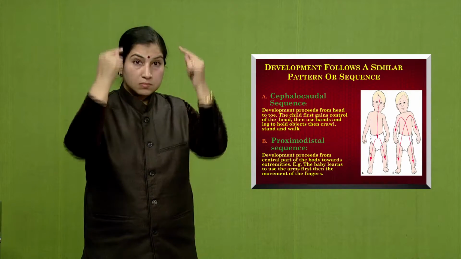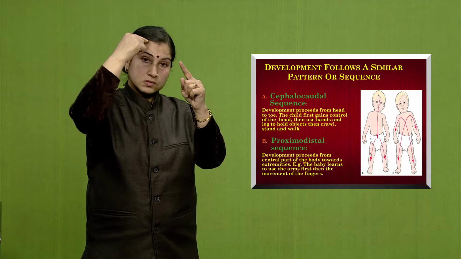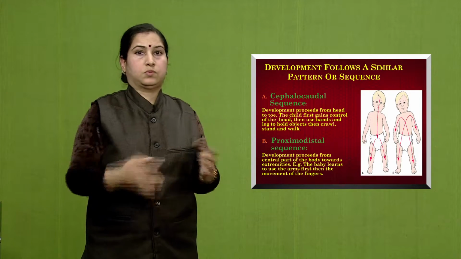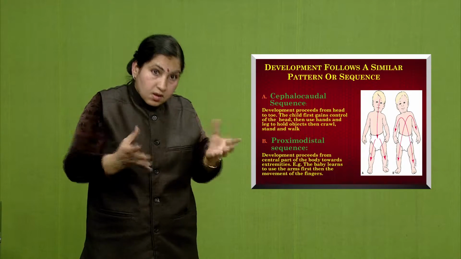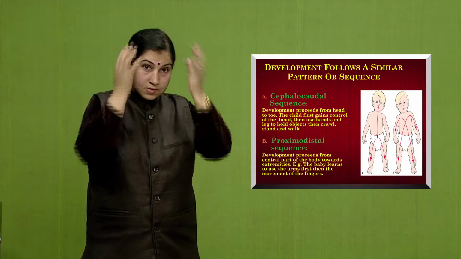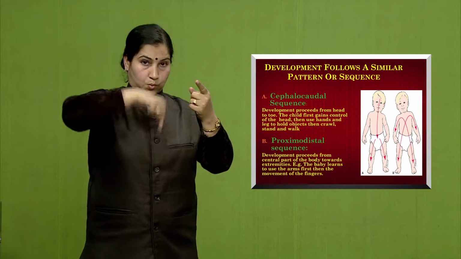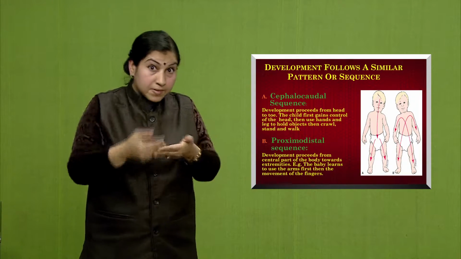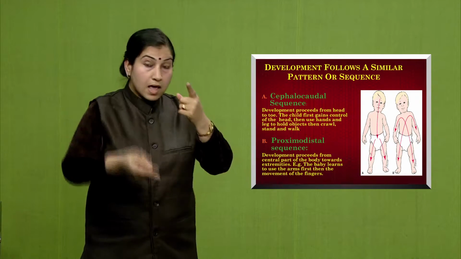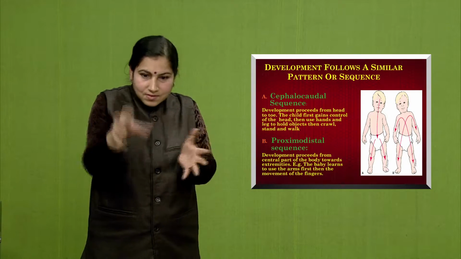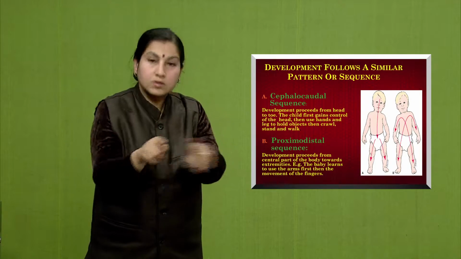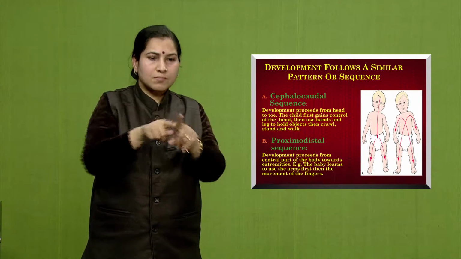Cephalocaudal sequence. The development which spreads over the body from head to foot. That is, individual begins to grow from head region downwards. For example, Yadvi first gained control on her head, then she could catch hold of objects, sit and crawl, and later she could stand and walk.